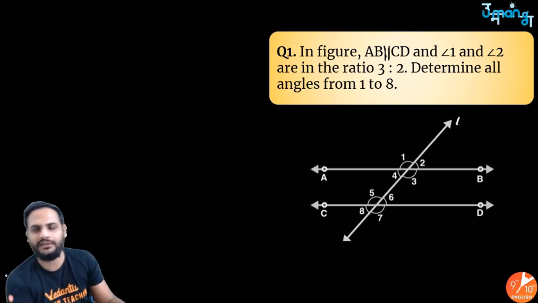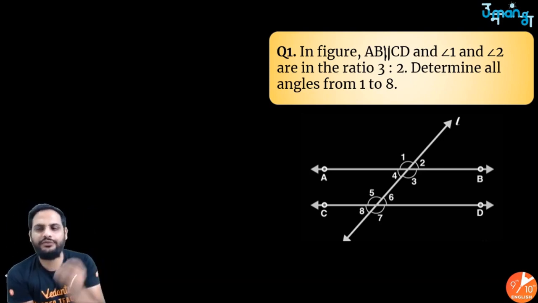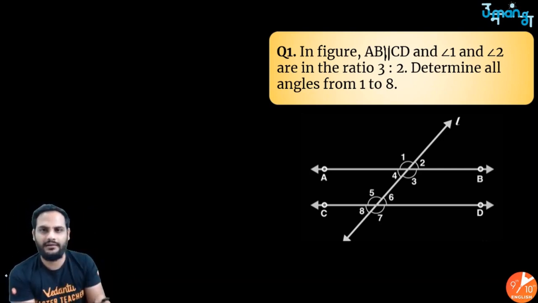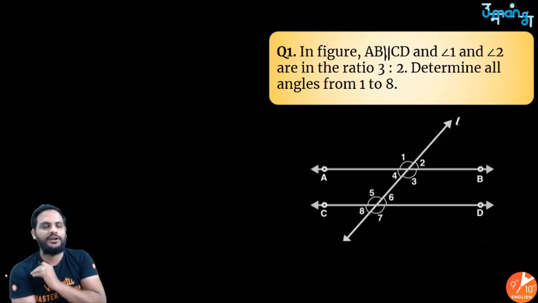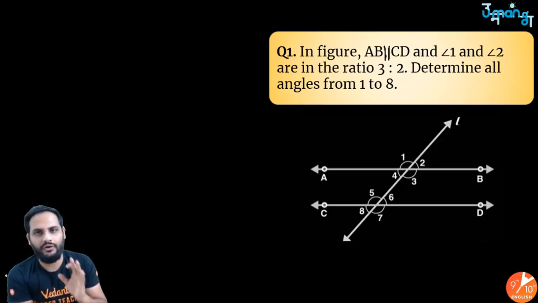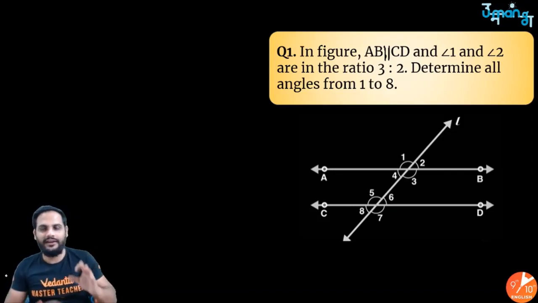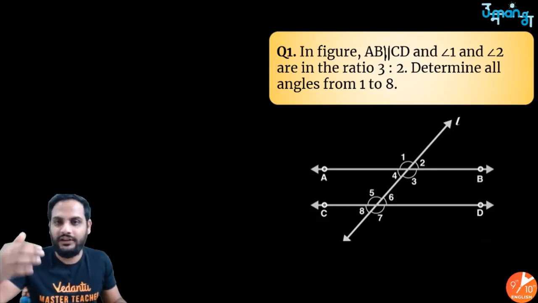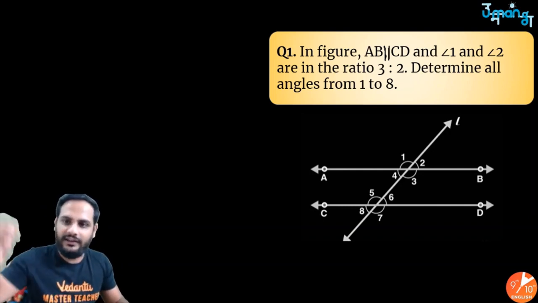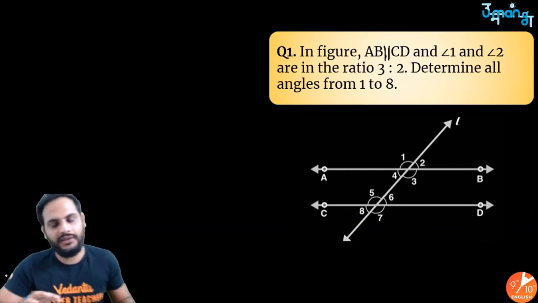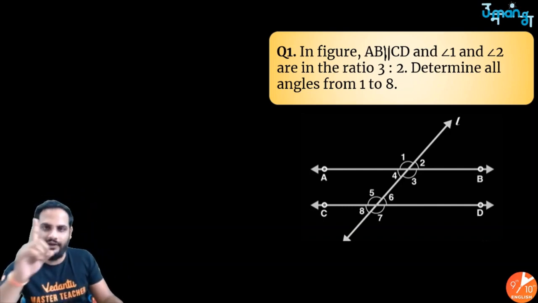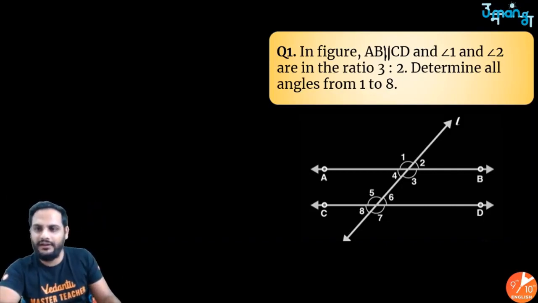Now look, it is very easy. If you know any one angle out of these 8, you can easily find out all the remaining ones, and in different ways you can find them. It's not that only by what I am going to teach can you find them out. There are different ways of forming pairs, but you can get all the 8 angles if you know any one angle. So they have given that angle 1 and angle 2 are in the ratio 3:2.